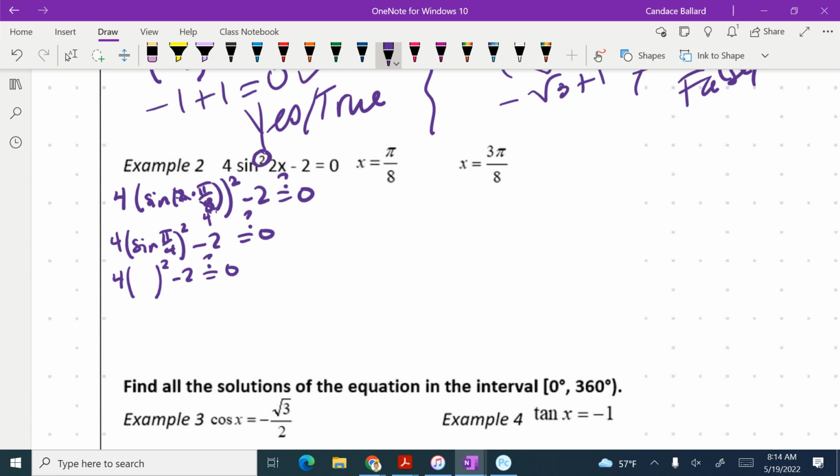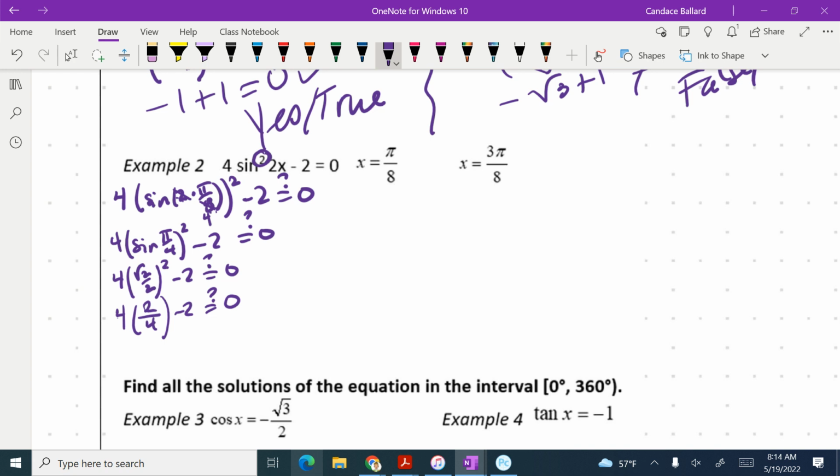All right, what do we get? Good. Square root of 2 over 2. Perfect. I'm now going to square both of those things. So when I square the square root of 2, remember I just get 2. What happens when I square 2? 4. Good. Minus 2 equals 0.